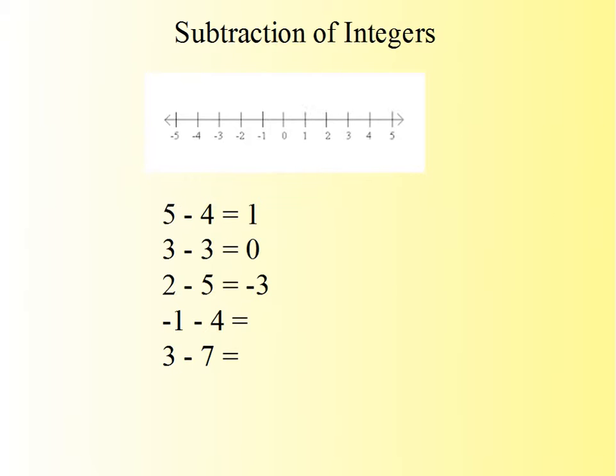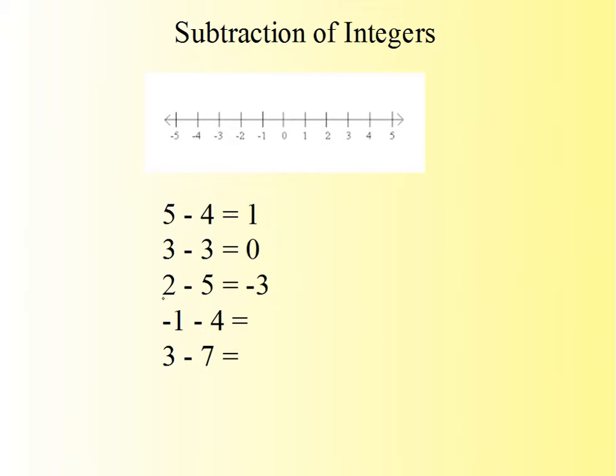Well, let's have a look at the second example. We're starting on 3, which is here. We're subtracting, so we're moving to the left 3 times. 1, 2, 3. So where do we end up? We end up on 0. 3 take away 3 equals 0.